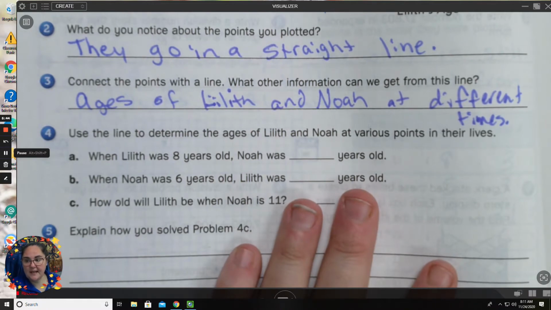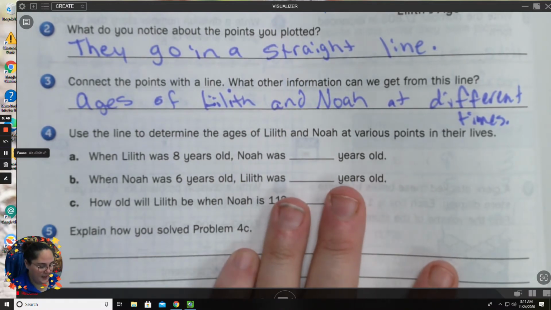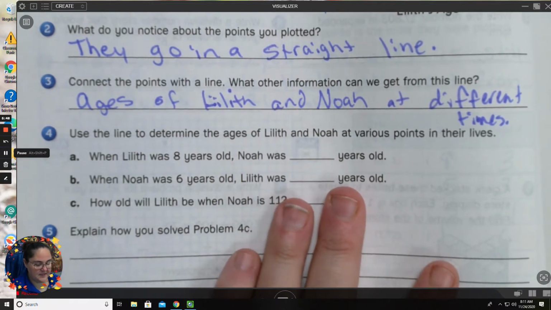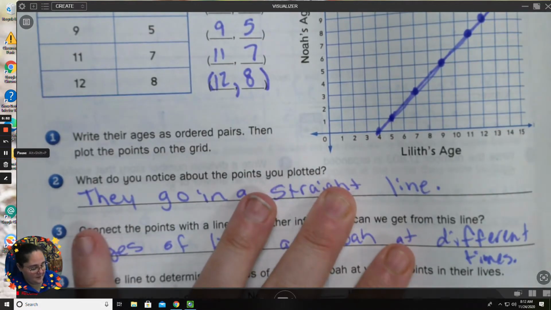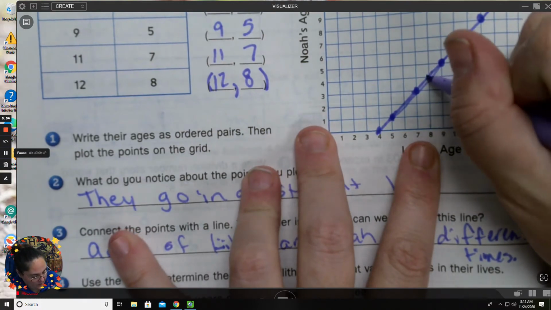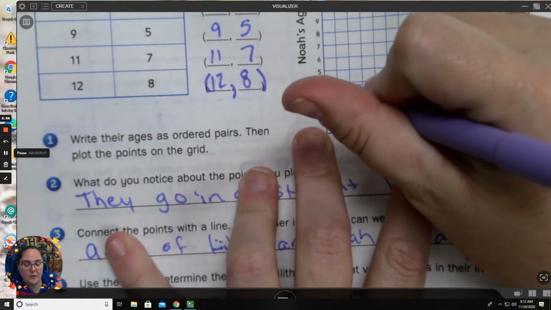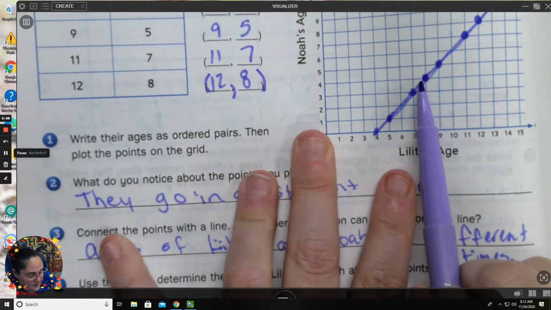So when Lilith was 8, Noah was what? How old was Noah when Lilith was 8? Looking at my graph again, I'm going to go to where Lilith was 8. I'm going to go right up here, and then I'm going to go across. So Lilith is 8. Noah is 4.